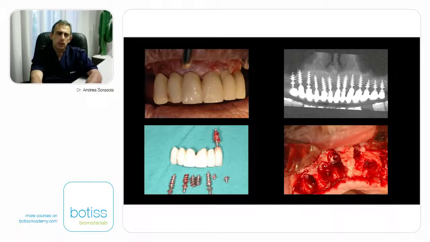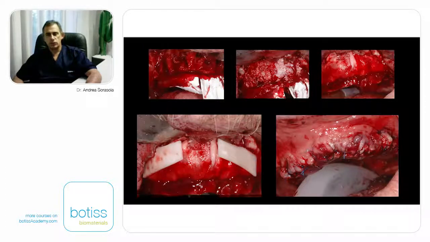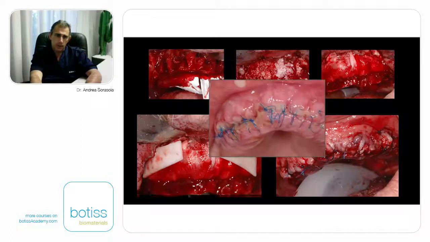So, after having executed the regenerative technique with autologous and heterologous bone, I applied Mucoderm where we had the necessity to recreate the volume of tissue that was previously traumatized. And this is the mucosa after 15 days.